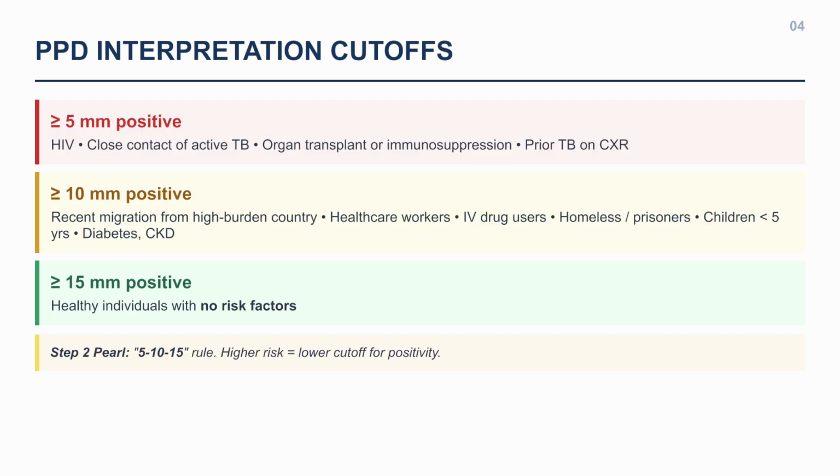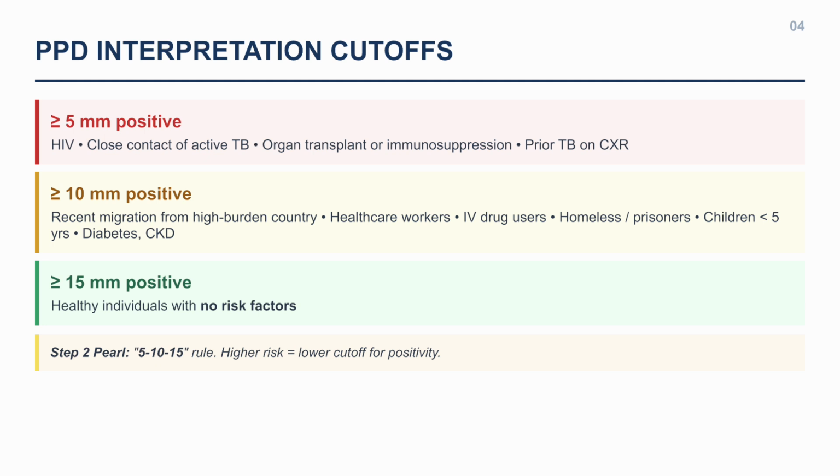PPD interpretation uses 3 cutoffs based on the patient's risk level. Remember the 5-10-15 rule. A reaction of 5 millimeters or more is positive in the highest risk groups: patients with HIV, close contacts of active TB cases, organ transplant recipients, or other heavily immunosuppressed patients, and anyone with evidence of prior TB on chest X-ray.